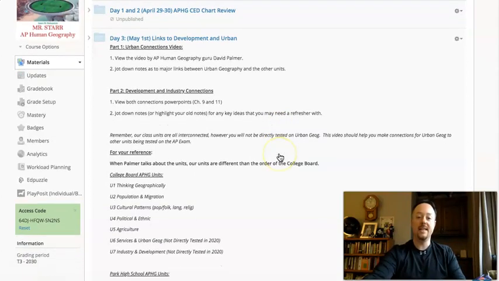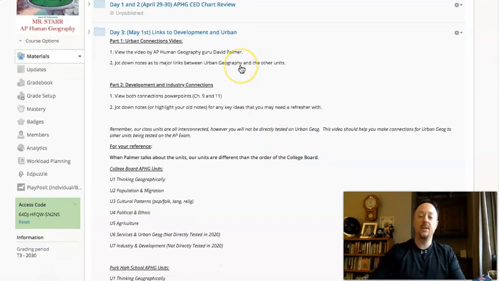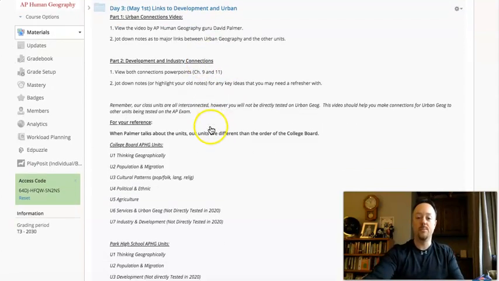So if we take a look, guys, at day 3, these are filling in some of the gaps that may show up in the development and urban units. I know they're not technically being tested on the AP exam, but there are some things that will apply from those units into what you may need to know that is going to be tested. So there's a video clip to watch from David Palmer. He's one of our human geography gurus that we know. And then there's also some highlights from some of our information that we've done to go back through and refresh your memory on some of those important things.